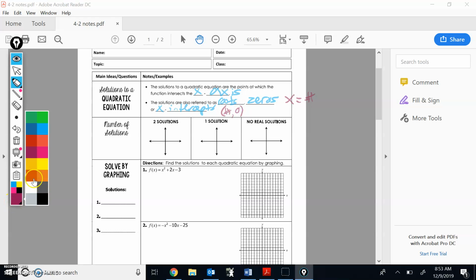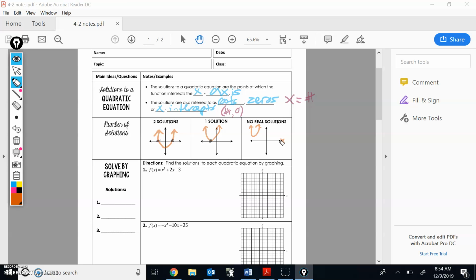You can have a quadratic with two solutions. That looks like this. You can see that the quadratic passes through the x-axis twice. You can have a quadratic with one solution. That's when it basically just bounces off the x-axis one time. And then you can have a quadratic with no real solutions. That's when it does not pass through the x-axis at all. It can be a frowny face as well.